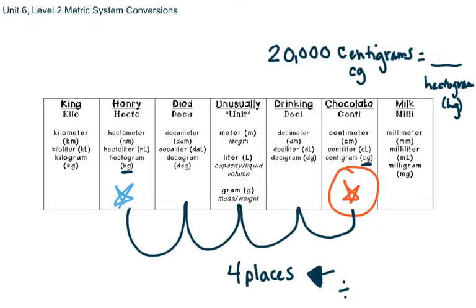Now you're probably looking at centigrams with 20,000 and you're thinking, well, there is no decimal, Miss Dimmel. But we should remember back to Unit 3 and know that if there is no decimal on a number, we can simply add one to the end. So what I'm going to do is write 20,000, and add a decimal to the end. And we're going to move that decimal 4 places to the left. 1, 2, 3, 4. So 20,000 centigrams are equal to 2 hectograms.